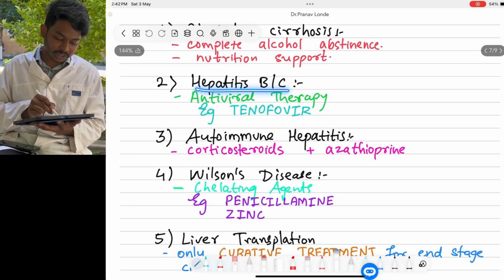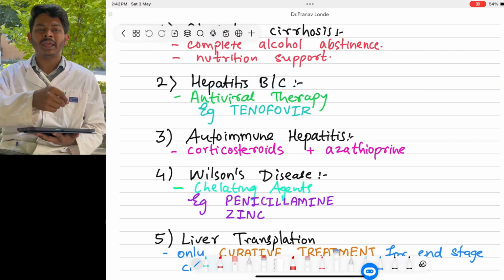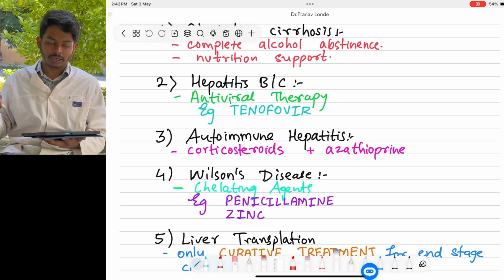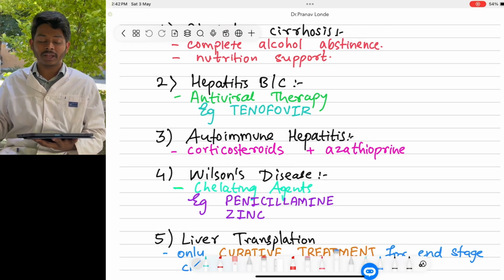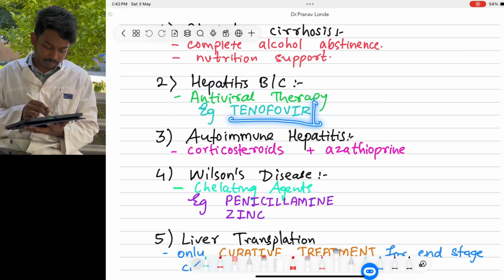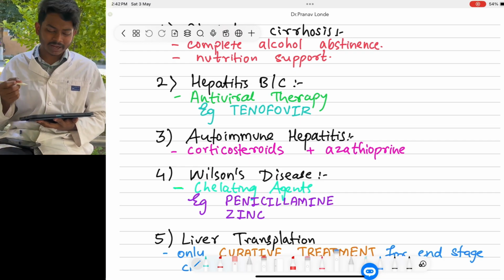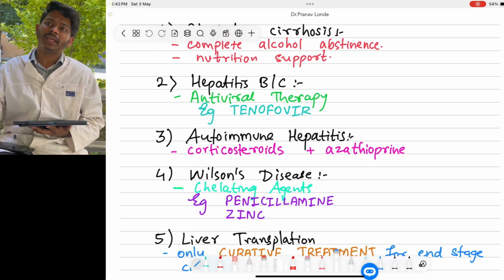Next is hepatitis B or C. In this case also liver cirrhosis occurs. In hepatitis B or C, liver cirrhosis may occur. So in this case we can give antiviral therapy to the patient. For example, in antiviral therapy we have a main drug called tenofovir. We can give this antiviral therapy to the patient, which may delay the cirrhosis.